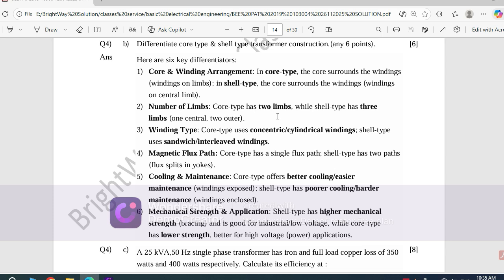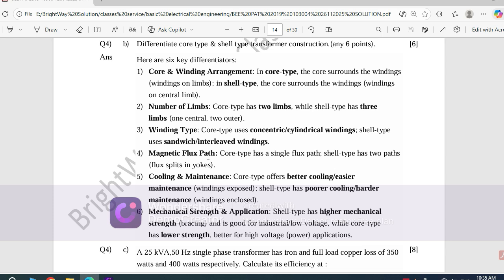Number of limbs: core type has 2 limbs. Limbs means the vertical component of the core. This is a limb. Shell type has 3 limbs. Winding type: core type has concentric cylindrical windings, shell type has sandwich interleaved windings.